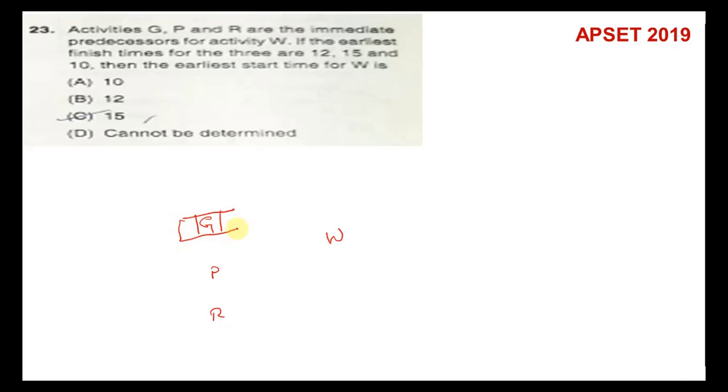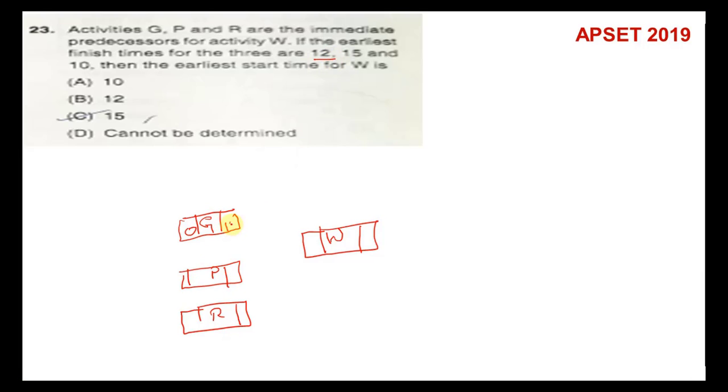Each and every activity has its earliest start time and finish time. P also has its earliest start time and finish time, and here too, and W also has its earliest start time and finish time. Here the earliest start time for G is not given, so we can assume the earliest start time for G is 0, and the finish time is given, which is 12.